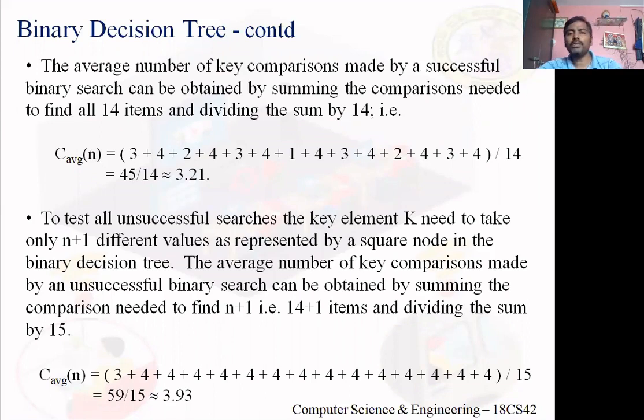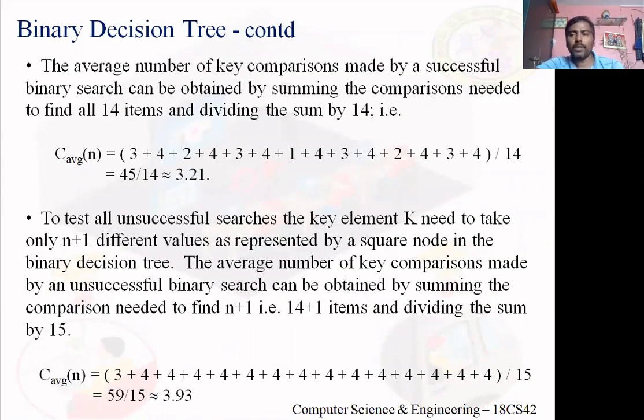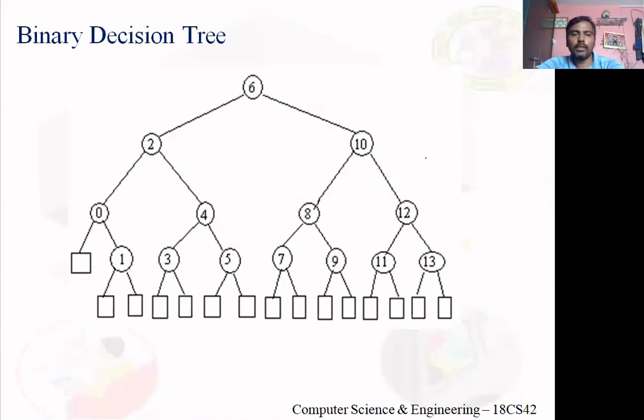But what are those 3, 4, 2, 4, 3, 4, 1, 4, 3, 4, 2, 4, 3, 4? I'll tell you. 3 means the number of comparisons required to search for an element at index 0. Look here. At index 0, how many comparisons? The number of nodes we will encounter from 6 to 0 is 3. Got it? 3 comparisons to search for an element at index 0. So what is next? The number of comparisons to search for an element at index 1. See here, at index 1, 4 comparisons.